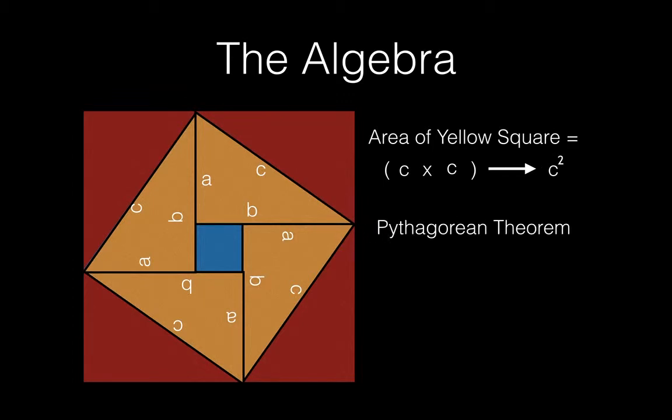Now remembering the Pythagorean theorem, a squared plus b squared equals c squared. So we now know that the parts that make up the area of the yellow square will all be equal to c squared, which is part of the Pythagorean theorem. Therefore, the area of the 4 identical rotated scalene triangles and the area of the small blue square within the yellow square combined will be equal to c squared.